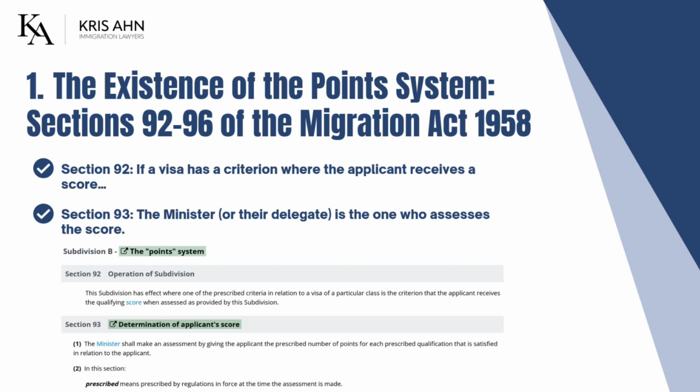Then Section 93 goes on to say who assesses that score. It's the minister or their delegate, and they grant you points for meeting certain prescribed qualifications.